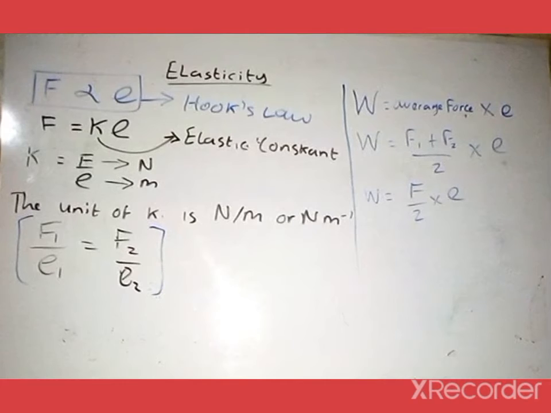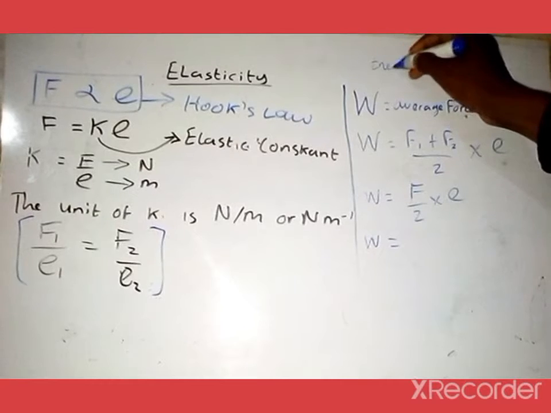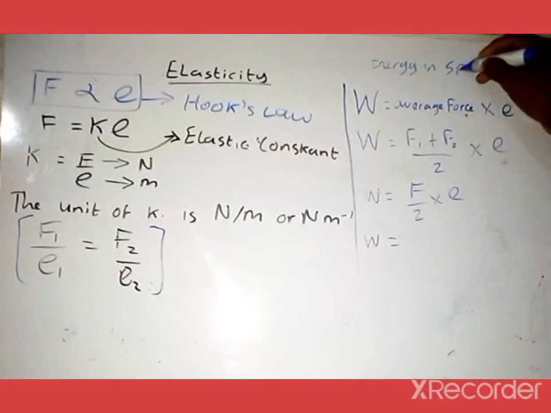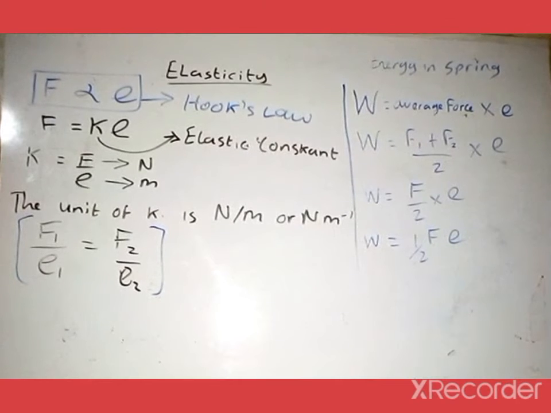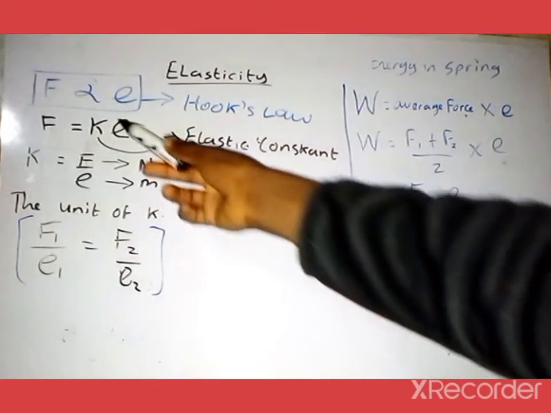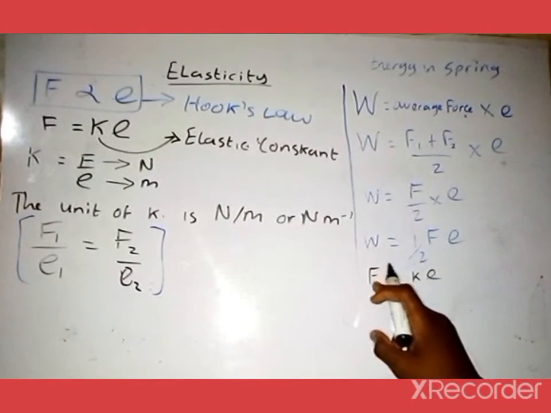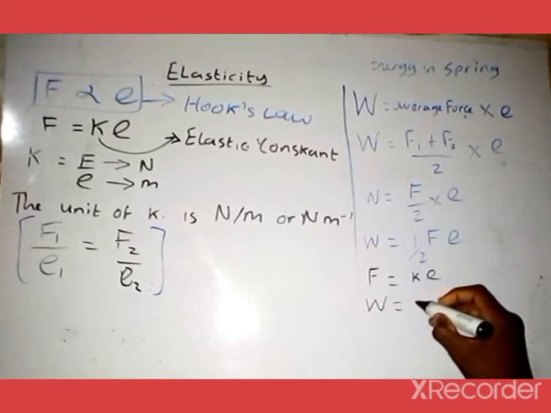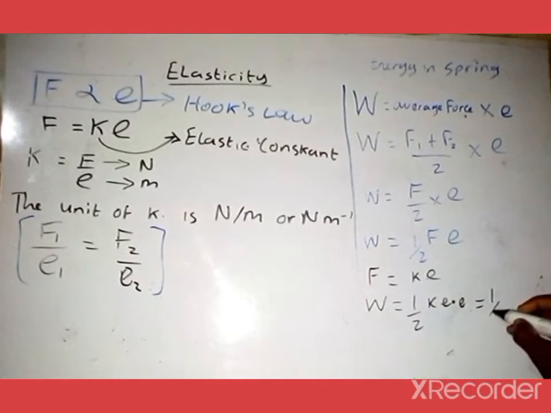So we can say that since work done is equal to energy, the work done or energy in a spring is equal to 1 over 2 Fe. So that's one formula for work done. But from Hooke's law, we know that our force is equal to ke. Inserting this force into this F, we have W equals 1 over 2 times ke multiplied by e. This will give us 1 over 2 k e squared. This is another formula.